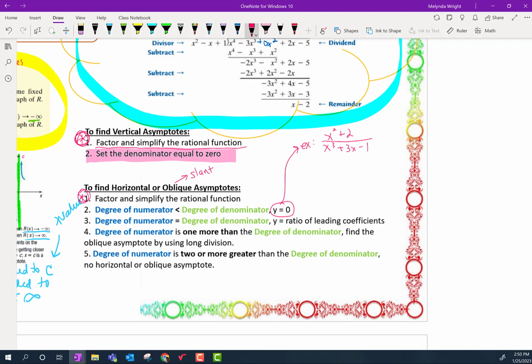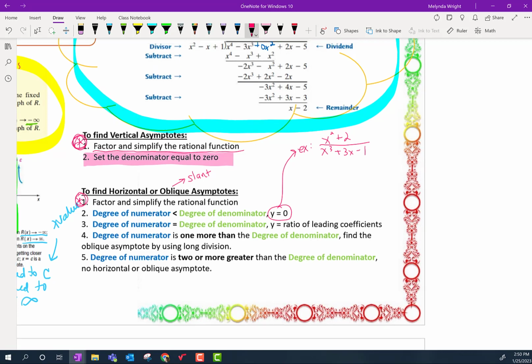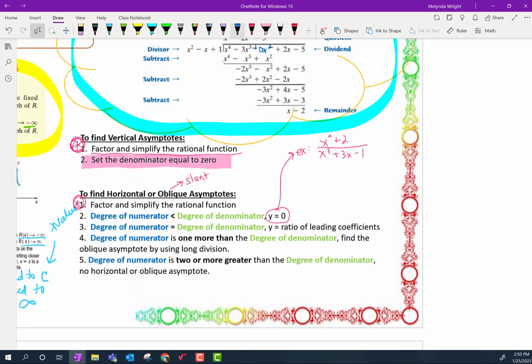Okay, so we look at the degree. Recall the degree. This is a degree 2, and that's degree 3. We see that 2 is smaller than 3. So we work with number 2: the degree of the numerator is smaller than the degree of the denominator. Then I'll give you an example of what it might look like. This isn't this particular function, I'm just giving you an example. What would that look like? Basically, I would have an asymptote right here on the x-axis.